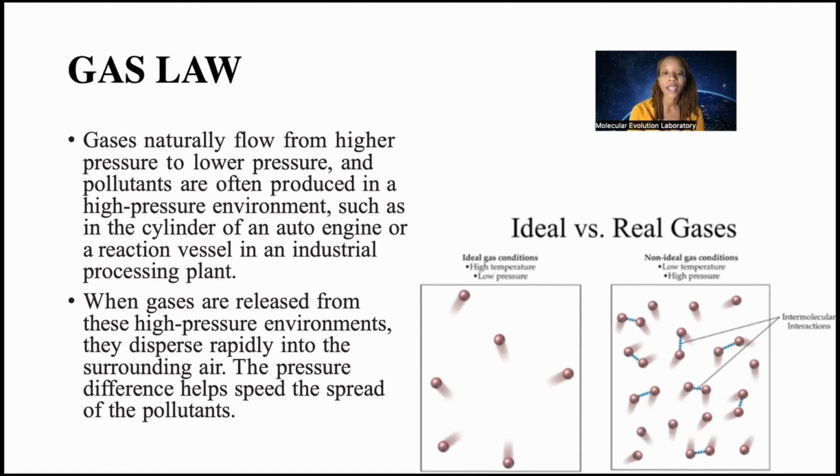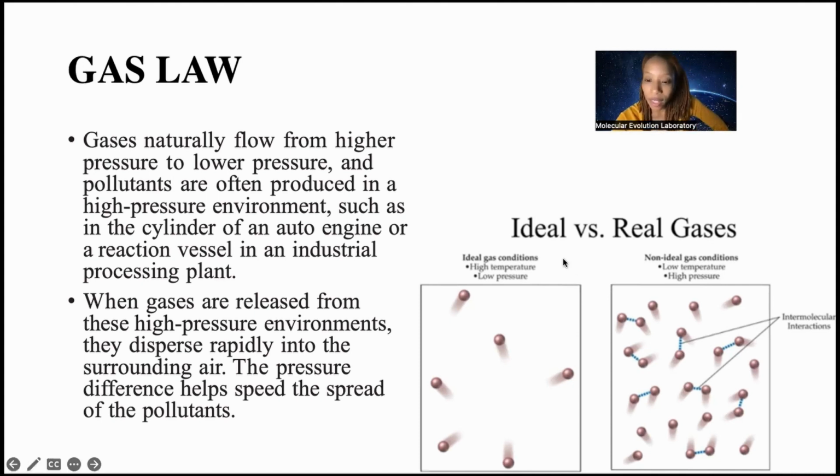Gases naturally flow from higher pressure to lower pressure, and pollutants are often produced in a high pressure environment, such as in the cylinder of an auto engine or a reaction vessel in an industrial processing plant. When gases are released from high pressure environments, they disperse rapidly into the surrounding air. The pressure difference helps speed the spread of the pollutant.